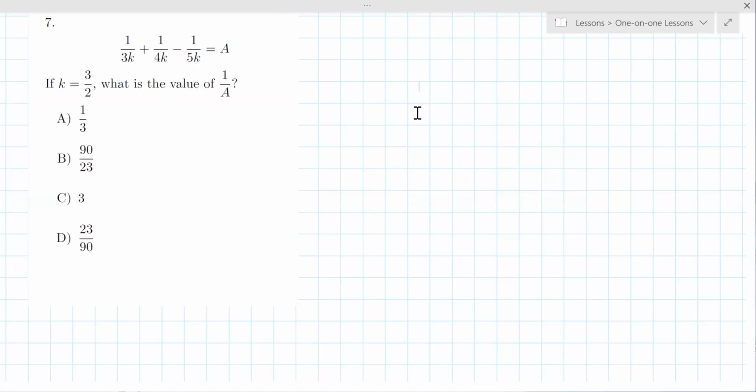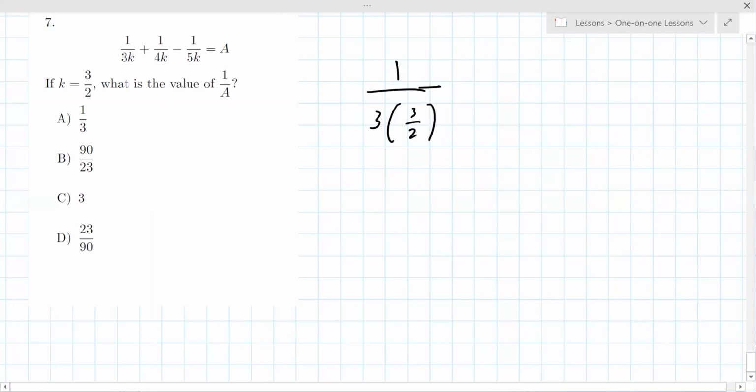Would 1 over 3k simplify to 2? If you're not doing this, you've really got to put those numbers in to see it. It's 1 over 3 times 3 halves, and that's 9 halves on the bottom. So you flip it, it becomes 2 over 9.